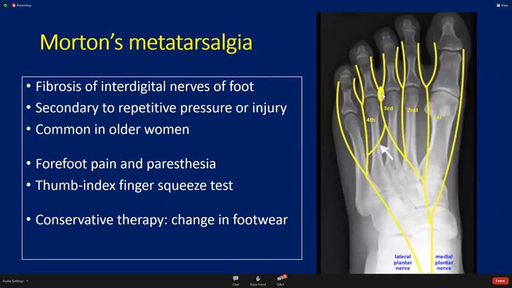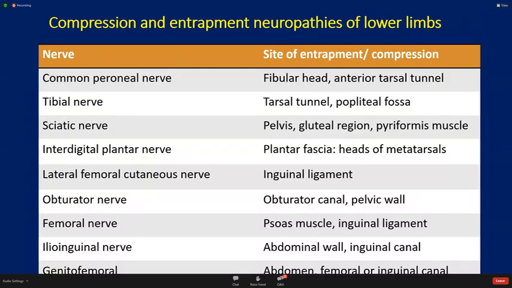One more syndrome which is very common is Morton's metatarsalgia, which was previously known as Morton's neuroma. But it is not due to a neuroma. It occurs due to fibrosis of the interdigital nerves, either between the second and third or the third and fourth toes. They usually have a very focal pain, which can be reproduced by pressing over that particular region of the pain. So as I mentioned, there are other nerves which can be entrapped in the lower limbs, particularly the lateral femoral cutaneous nerve across the inguinal ligament.